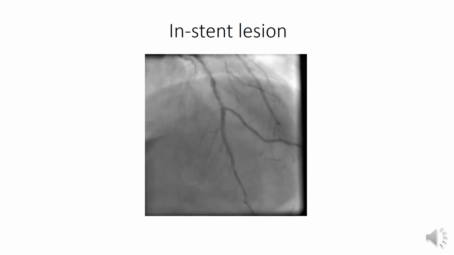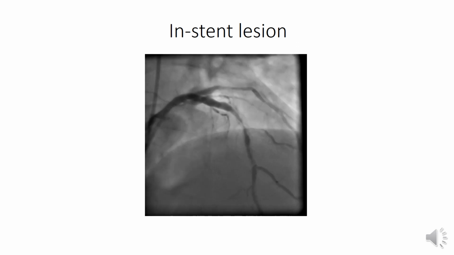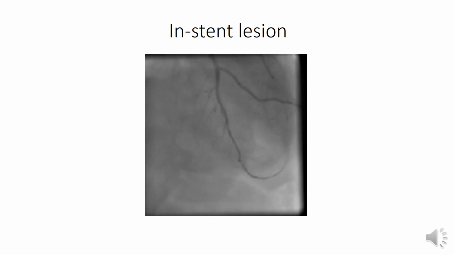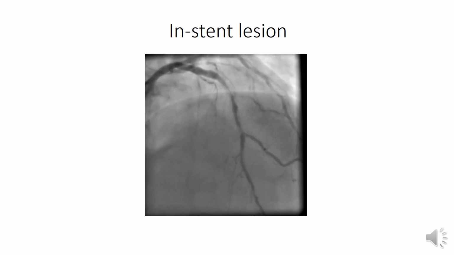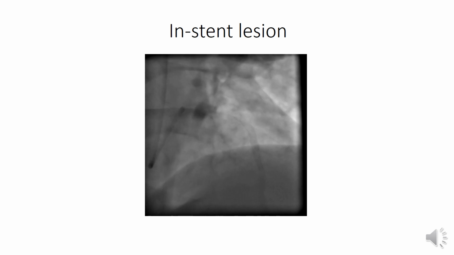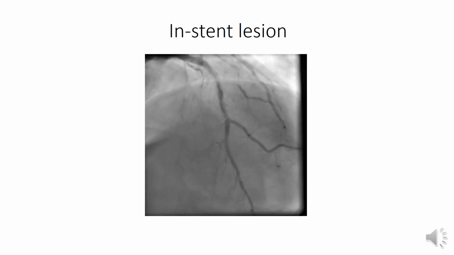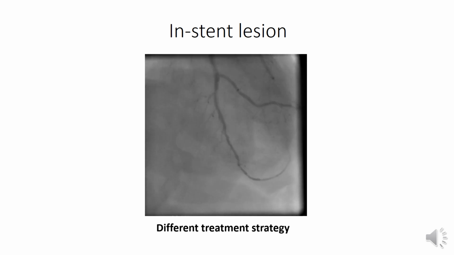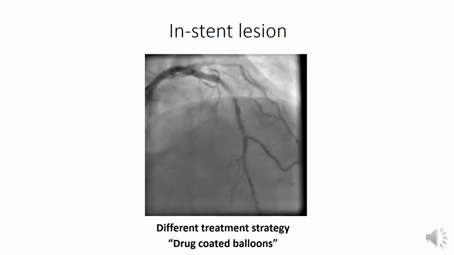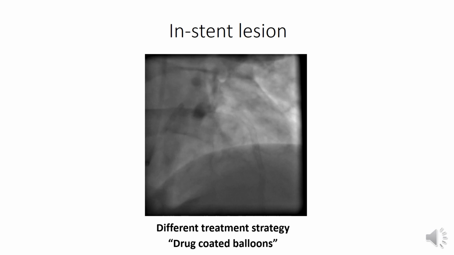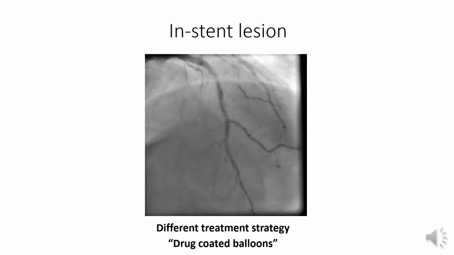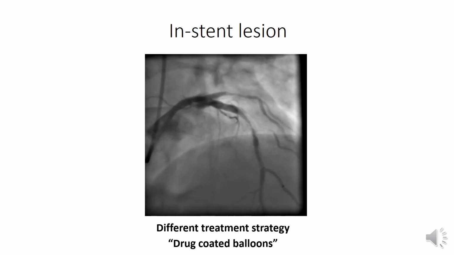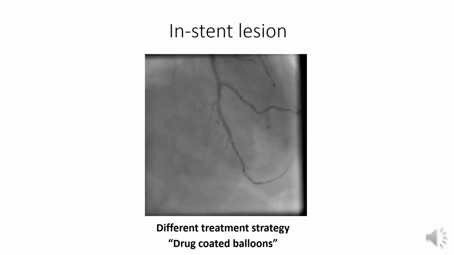Third type of lesion is in-stent lesion. We can see the stent before the dye enters the artery, like a meshwork. In case of this type of lesion, we might have an extra option, which is a drug-coated balloon, instead of putting another layer of metal inside this metal layer.